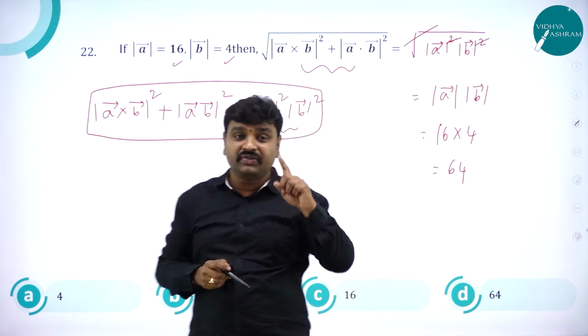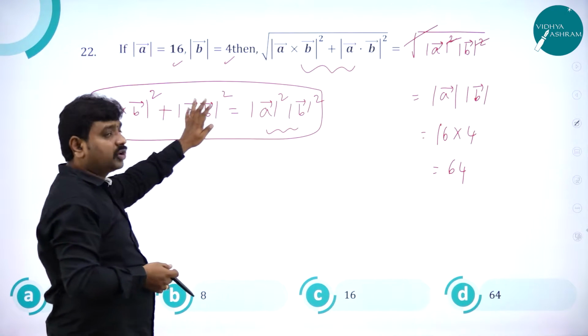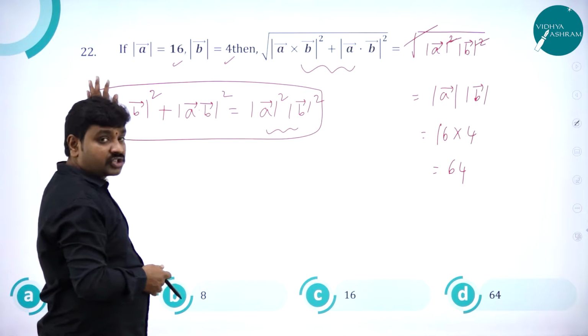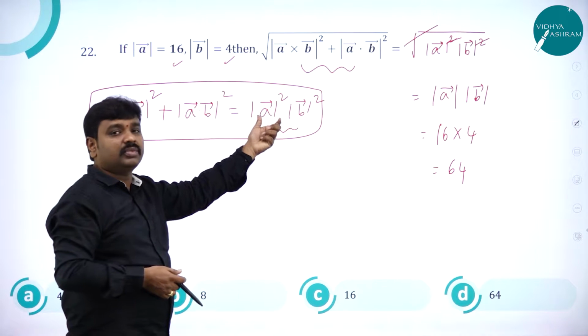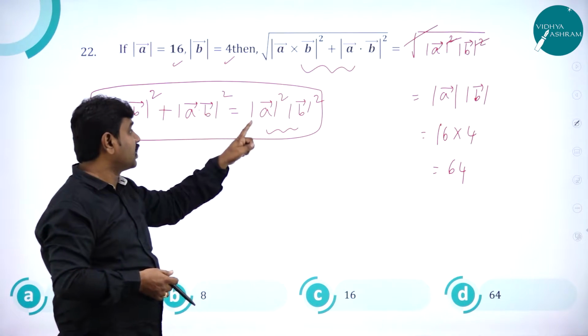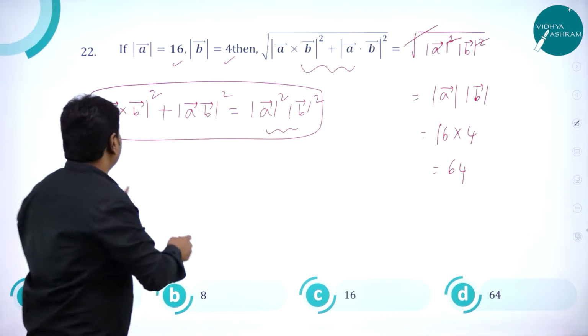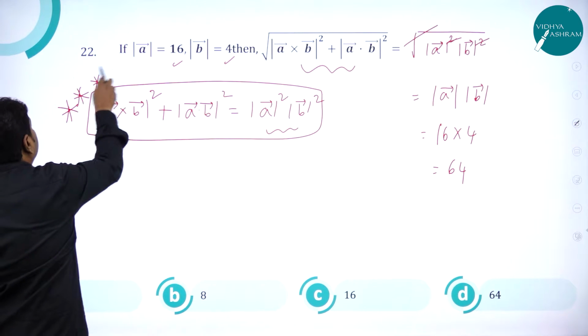So it becomes faster if you know the result between cross product magnitude square and dot product magnitude square. The sum of cross product magnitude square and dot product magnitude square is the product of individual magnitude squares. Magnitude A cross B square plus magnitude A dot B square is always magnitude A square, magnitude B square. One of the very key important results for entrance.